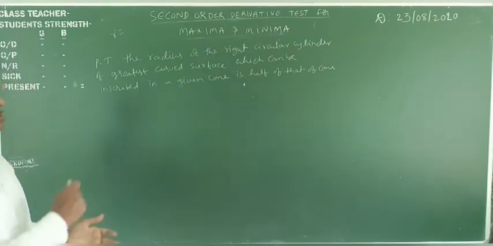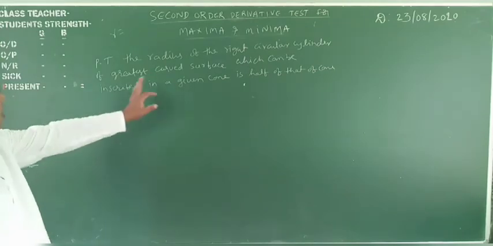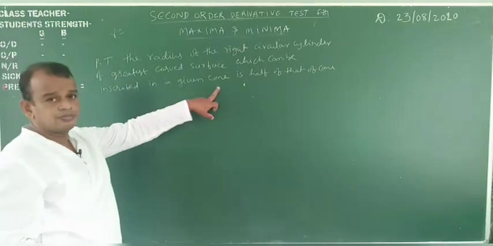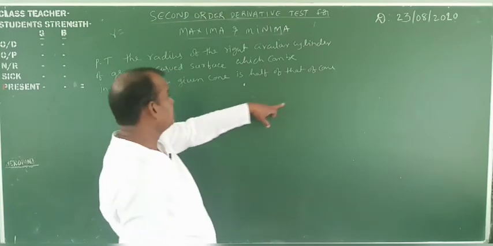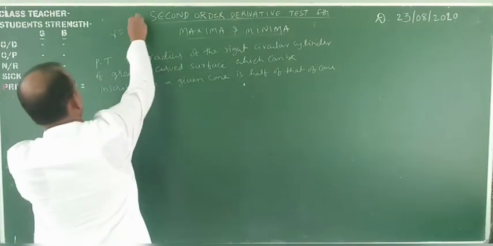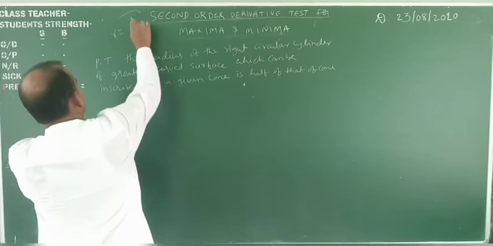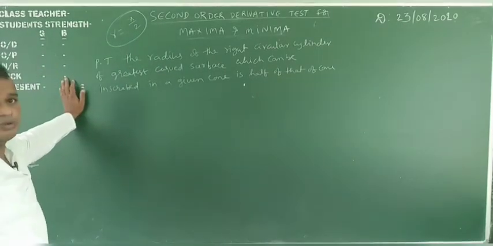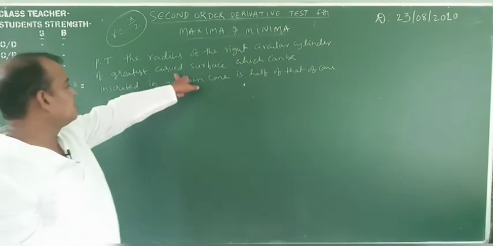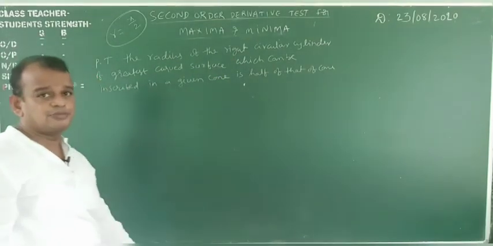Curved surface area. The function is given clearly. That cylinder inscribed in a given cone is half of that of the cone. Suppose cone radius is capital R, whatever may be, then x by 2. The radius of the cylinder is equal to half of the radius of the cone whenever the curved surface area is maximum. Okay, my dear students.